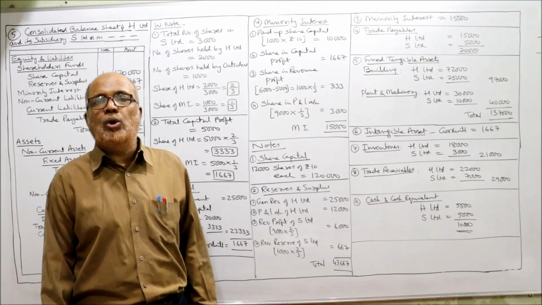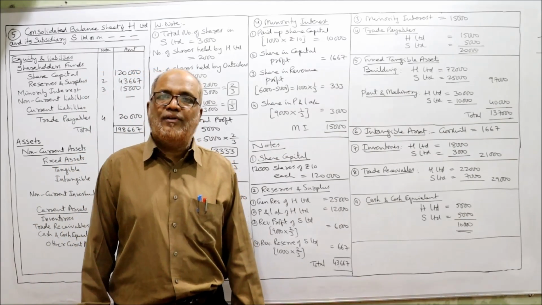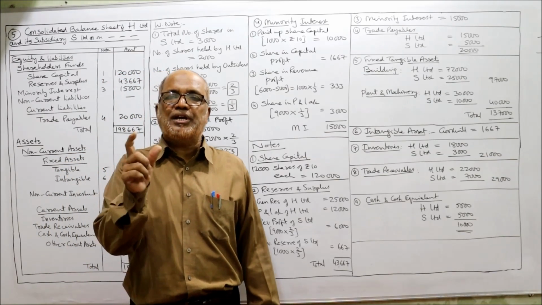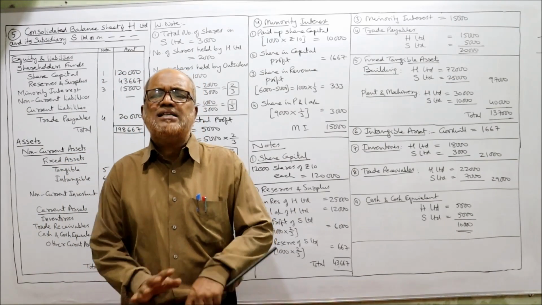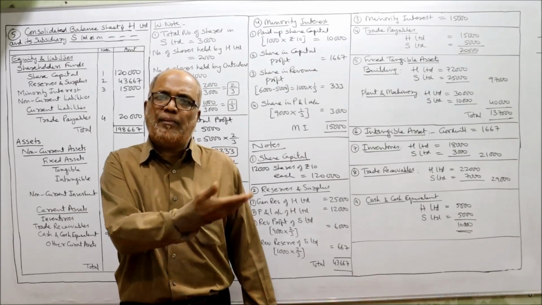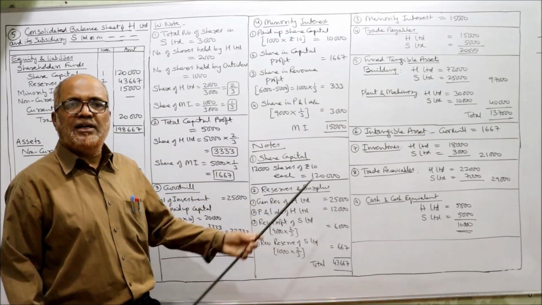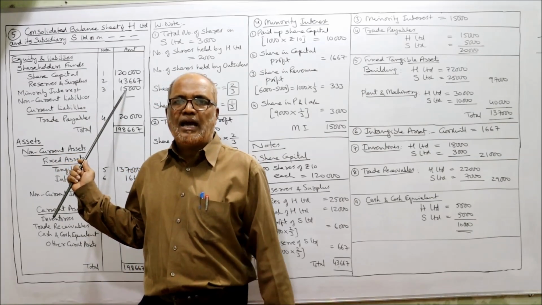Now we'll discuss the notes forming part of financial statements. The first note, share capital. The share capital of H Limited as it is. Whatever is given in the problem, same thing. 12,000 equity shares of rupees 10 each, 1,20,000. Take this 1,20,000 here in the capital.